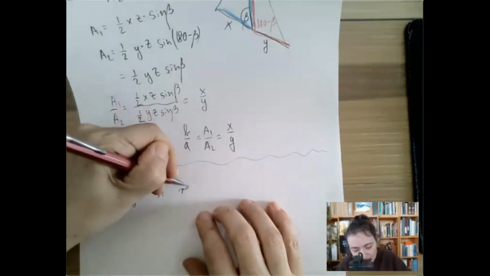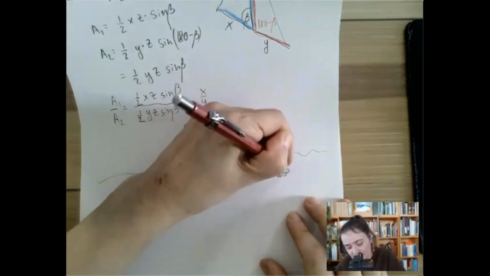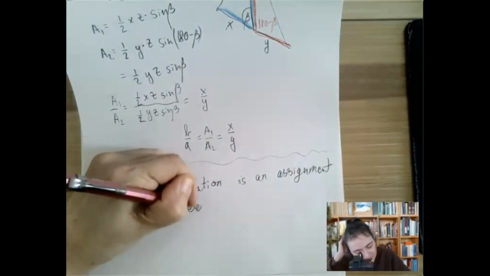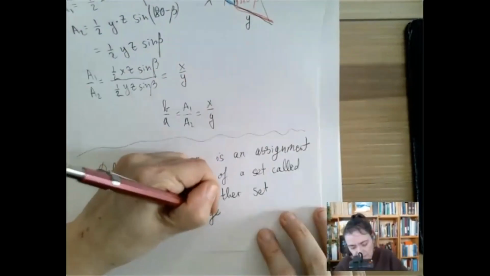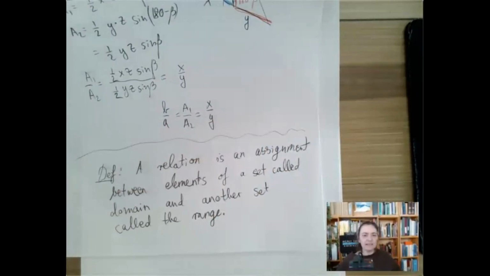That's all right. What's a relation? A relation is an assignment between elements of a set called the domain and another set called the range. That's not a function. For example, why isn't it a function? Because you can take one element of the domain and assign multiple values to it. That's not allowed in a function.